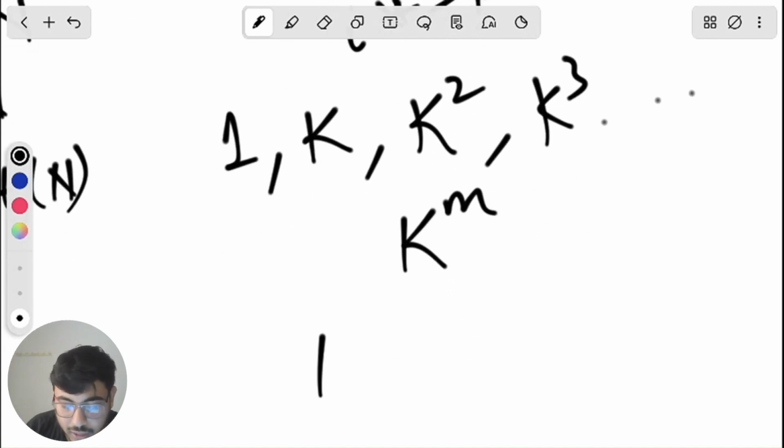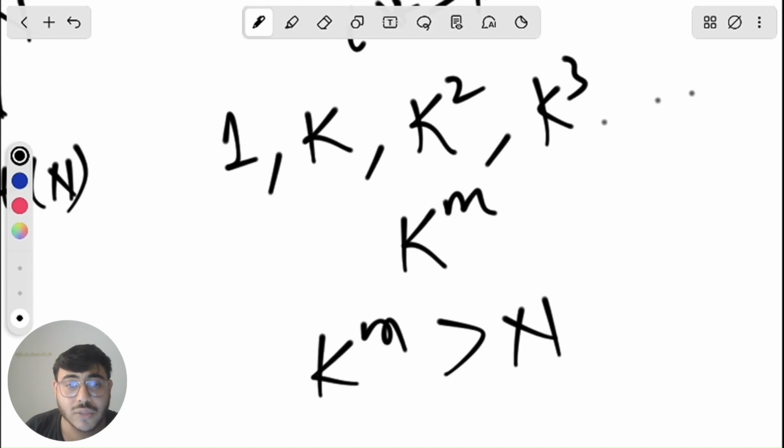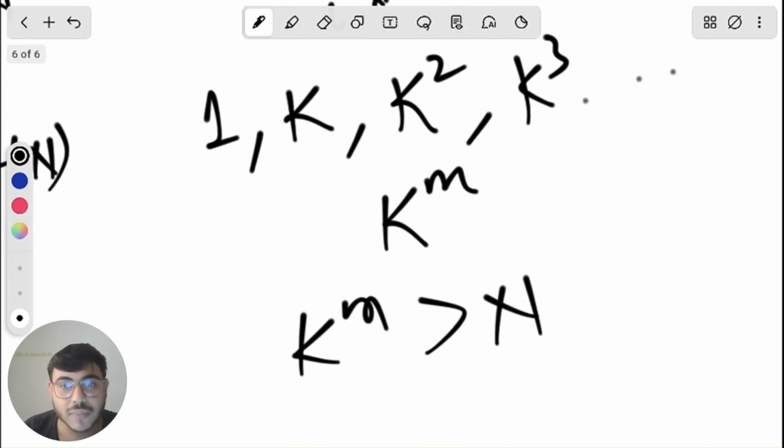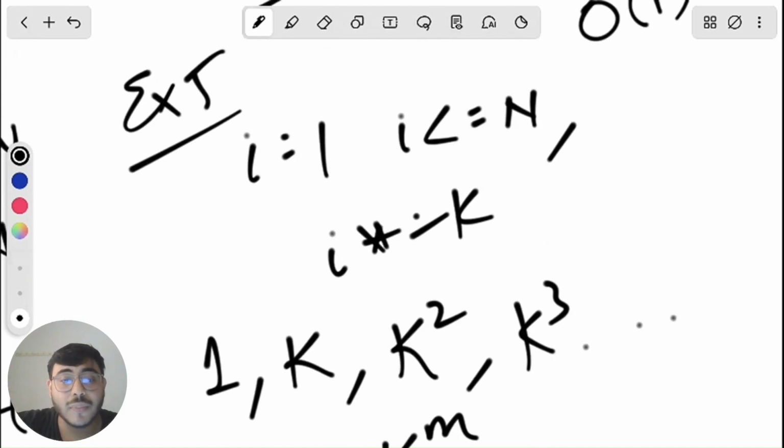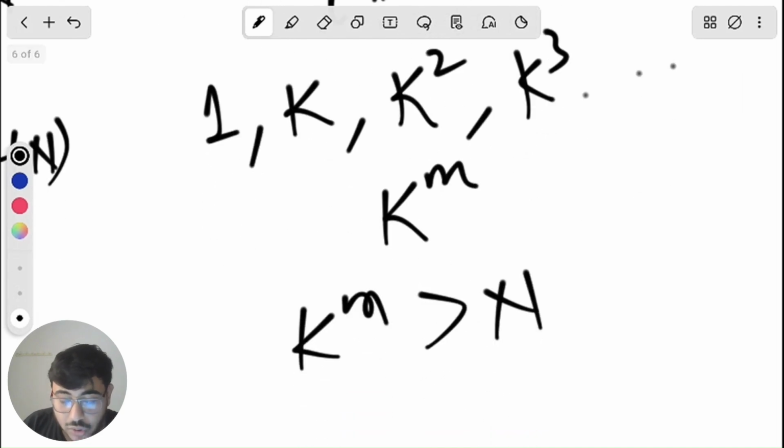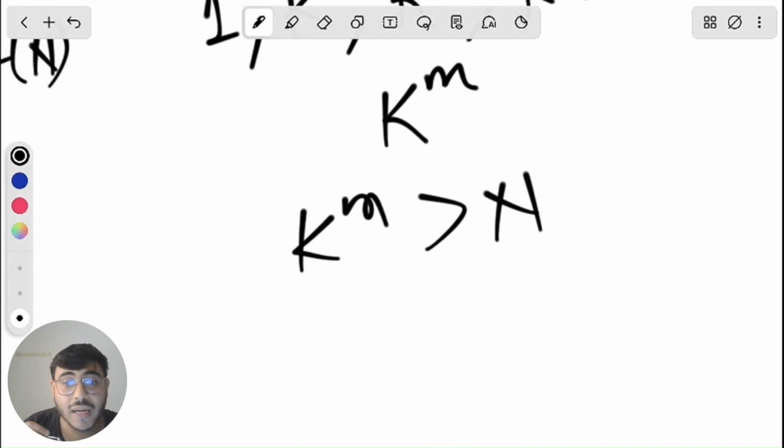As soon as k to the power of m becomes bigger than n, your loop will stop, right? As soon as k to the power of m becomes greater than n, your loop will stop. Why? Because every time we're multiplying by k, and k is positive. Remember, k is greater than 1. So as soon as this happens, our loop will stop. And how many times has the loop worked? It has worked for m number of steps.